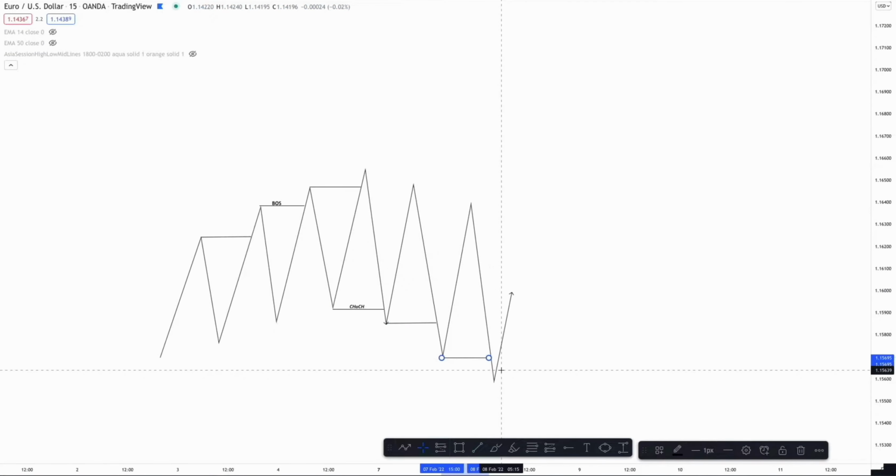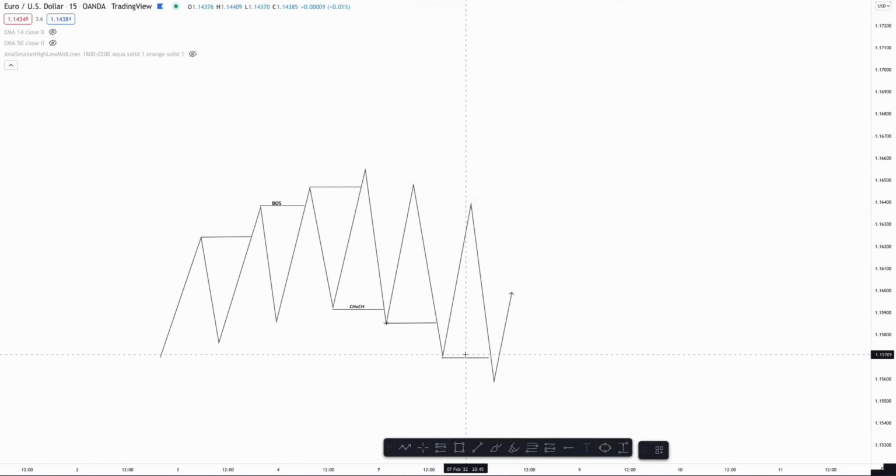This could also be classed as weak lows, strong highs. The reason these are strong highs is because the highs are holding on the way down. The reason these are weak lows is because they're breaking on the way down. Same as here, we have strong lows because the lows are holding, and we have weak highs because the highs are being broken. Now, as I said, we have a break of structure to the downside here. Let me just mark that.